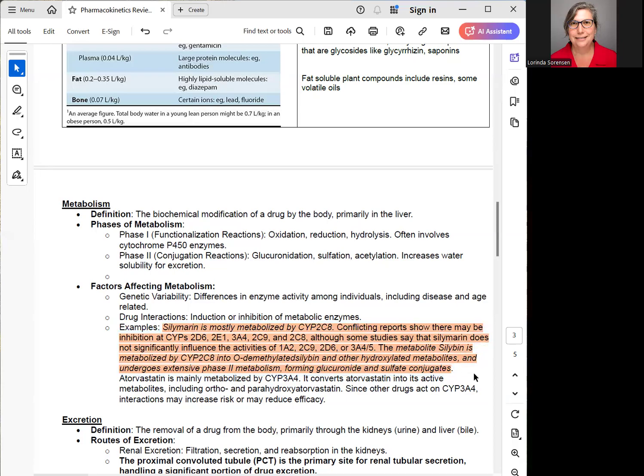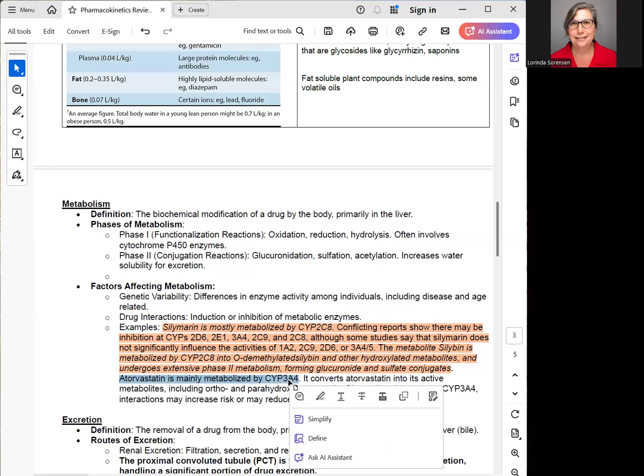Now there is some research on silibinin, depending on how you want to say it. I think there should be another I for me to say it like that. Because it is possibly more powerful than silymarin as a group of different compounds. So that is also metabolized by 2C8, and then it's got its byproduct there. And then here we have atorvastatin, which is CYP3A4.